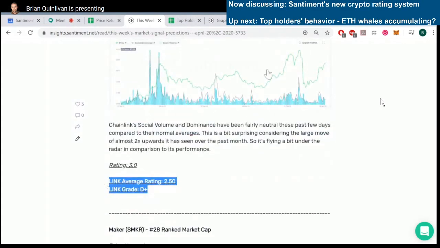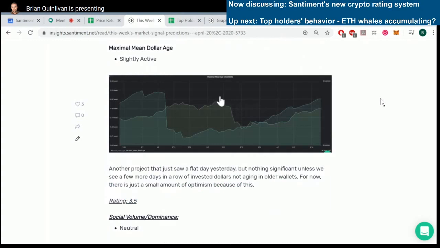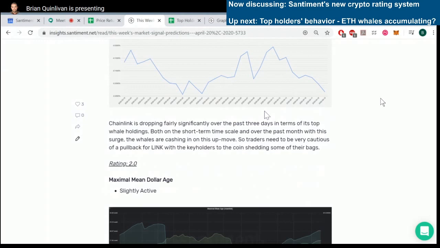So this was telling us that because of the amount of price that Link gained, and the maximal mean age sort of rising higher, there's also something about the MVRV.